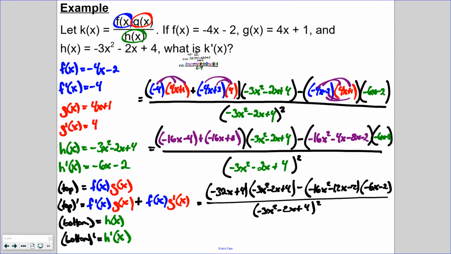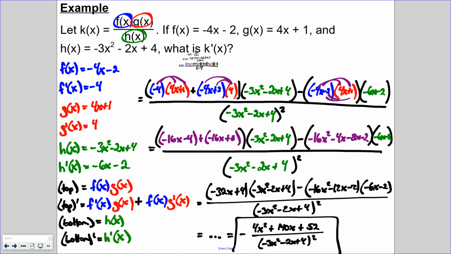All right, now because I ran out of room and this is really taking a long time, we're just going to jump straight to the answer. So simplification done behind the scenes. And that's going to leave us with negative 4x squared plus 140x plus 52 all over the quantity negative 3x squared minus 2x plus 4 quantity squared. Alright folks, and there is our derivative, and we are done with learning how to combine the product and quotient rules with polynomials.